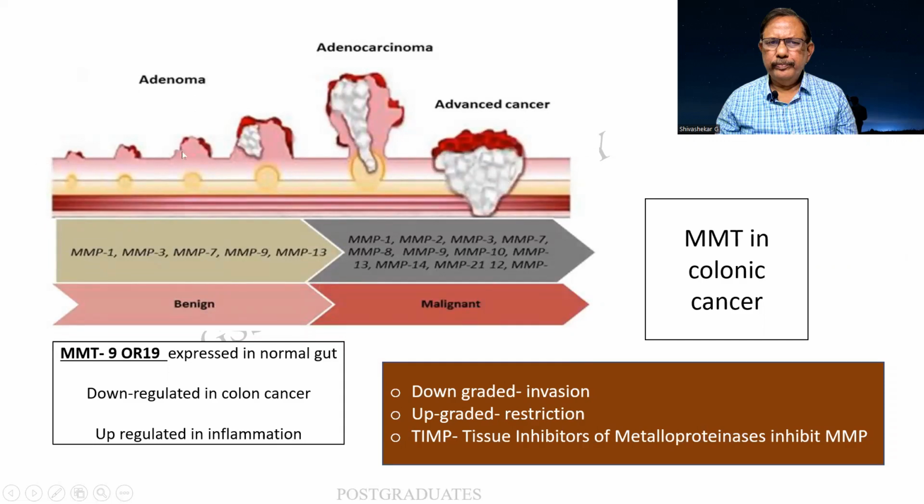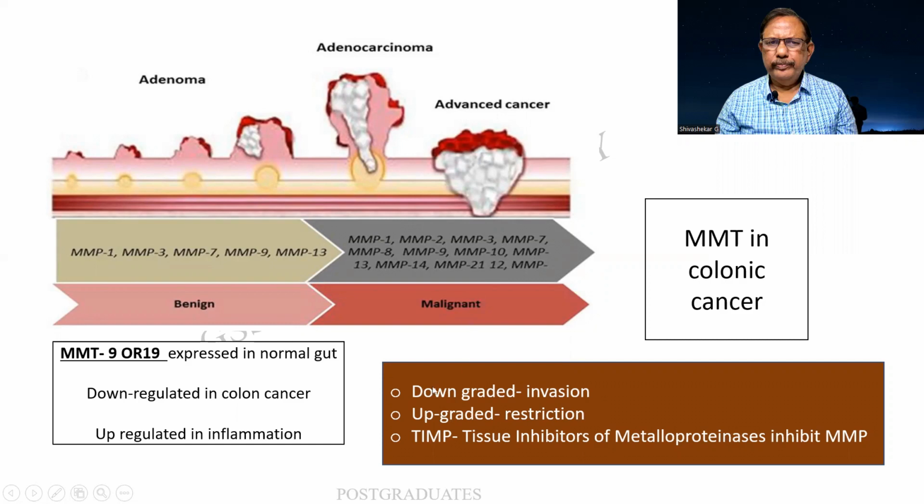You find initially there will be an adenoma, then there is a superficial invasion, then there is an invasion across the entire wall. And there are various metalloproteinases which are involved in each of the steps. These numbers are there. We need not remember them, but the only thing we have to realize is that there are different matrix metalloproteinases for each of the steps.